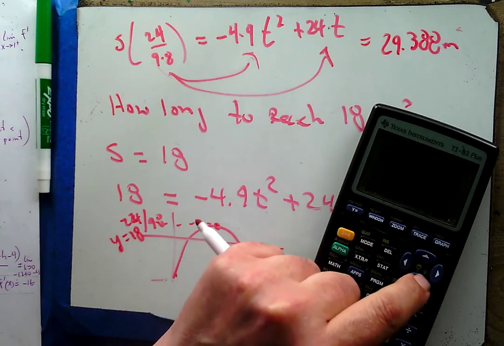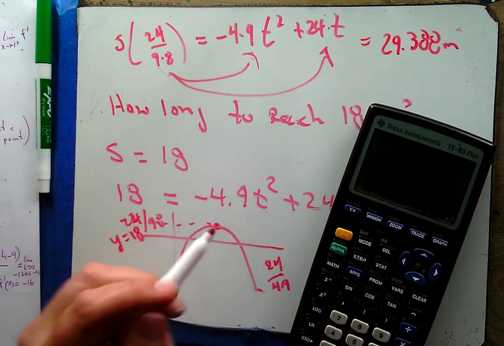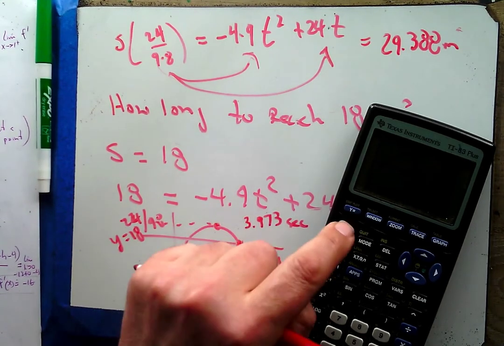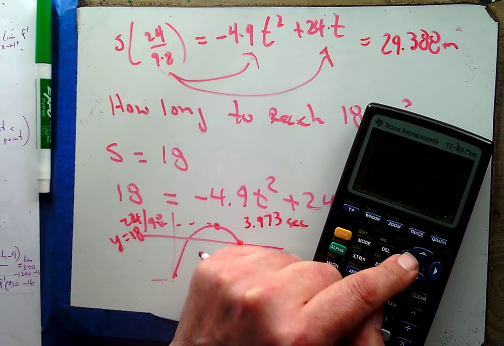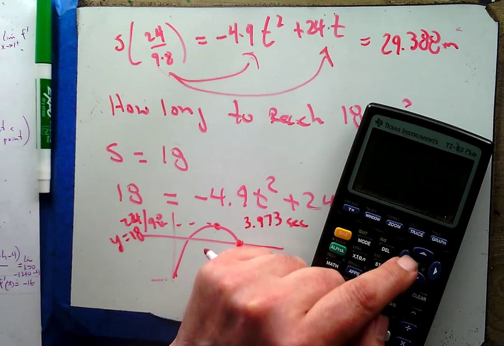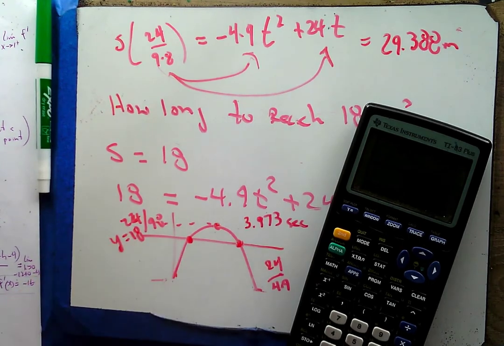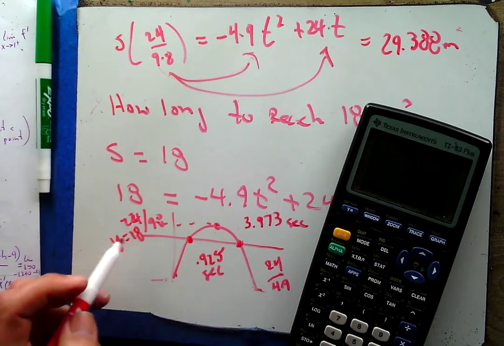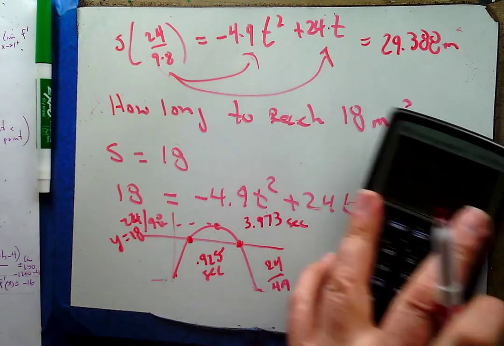We can do second, calculate, intersect to find these points of intersection. So the second time will be at 3.973 seconds, and the first time will be, let's bring that cursor close to the first point so the calculator doesn't get confused, and find the second point again. 1, 2, 3. And I find the first point here is 0.925 seconds. So these are the two times when the height will be 18. I need the position function here in this problem because they gave me a height.